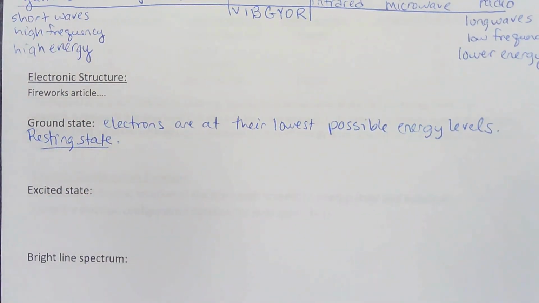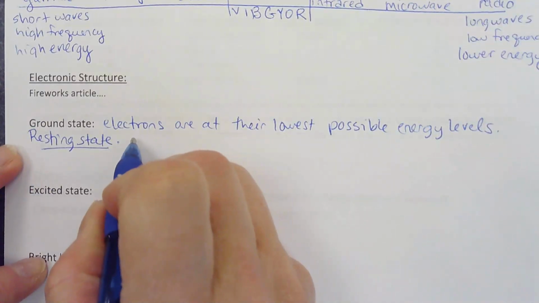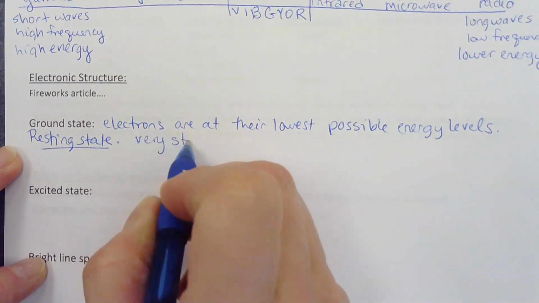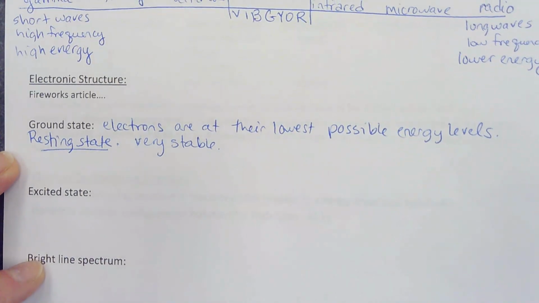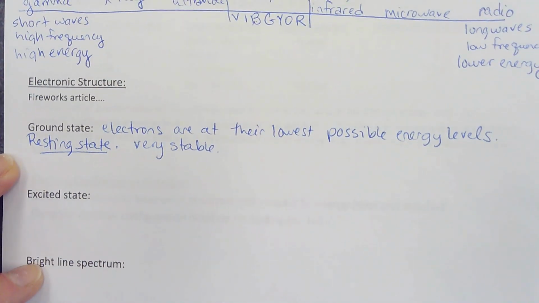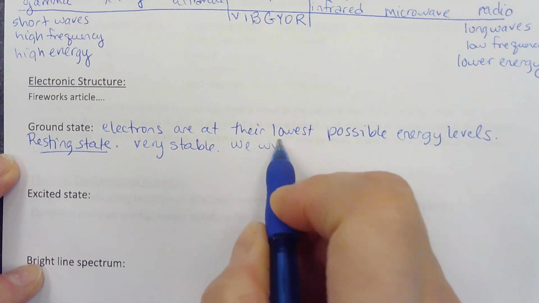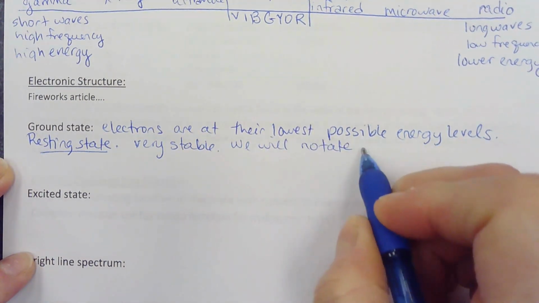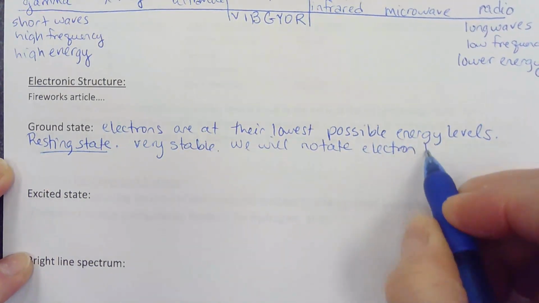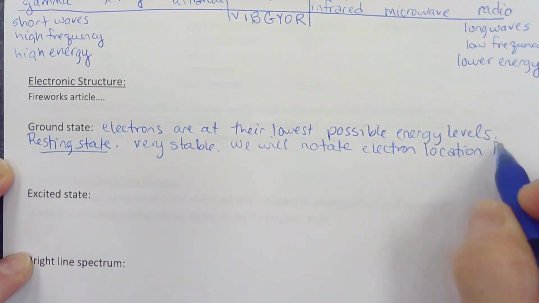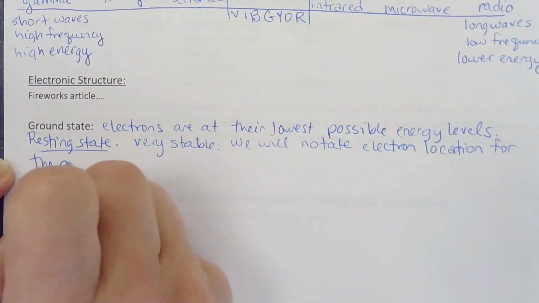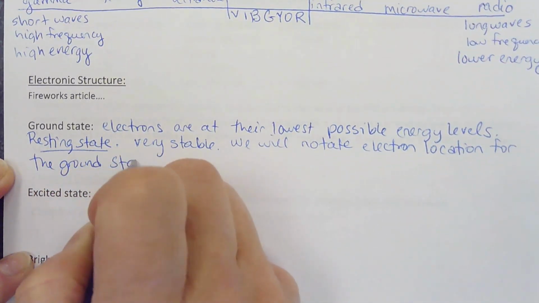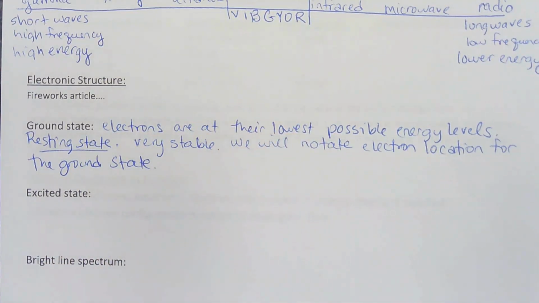Is it stable? Do you think the ground state would be stable? Yes. Absolutely. The ground state is very stable. It is very stable, and the ground state is what we're going to be working in. We will notate electron location for the ground state. That's what we're notating.